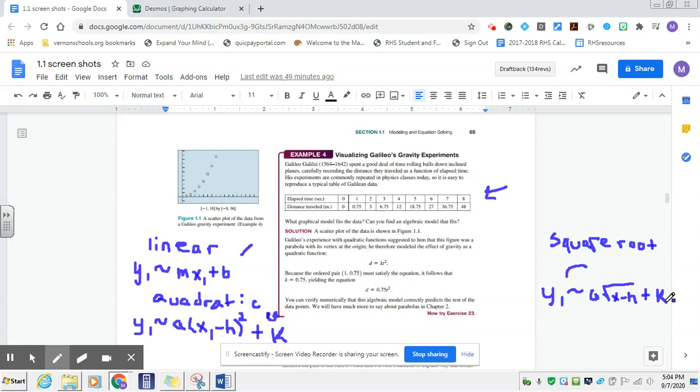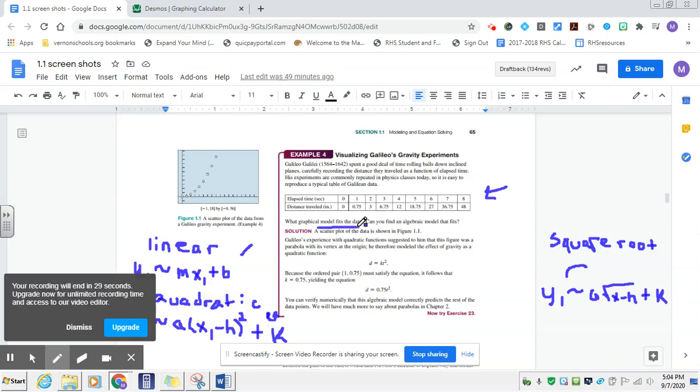Okay, so if it is asking you to find a model that fits, these are the three that we are going to be looking at. And I guess we are going to have to do this possibly in two videos unless I can upgrade. So let's pause and find out.